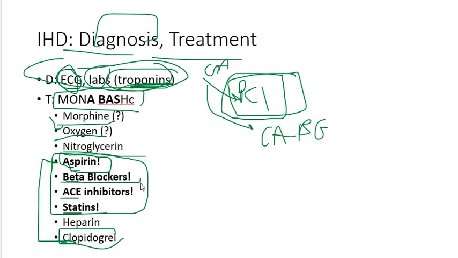Beta blockers are so that you reduce the heart's activity so that it would be easier on the heart in the long term. Okay, so this is beta blockers. ACE inhibitors are to remove the RAS system activity. Statins are to improve the dyslipidemia, and heparin maybe you would give in the beginning.